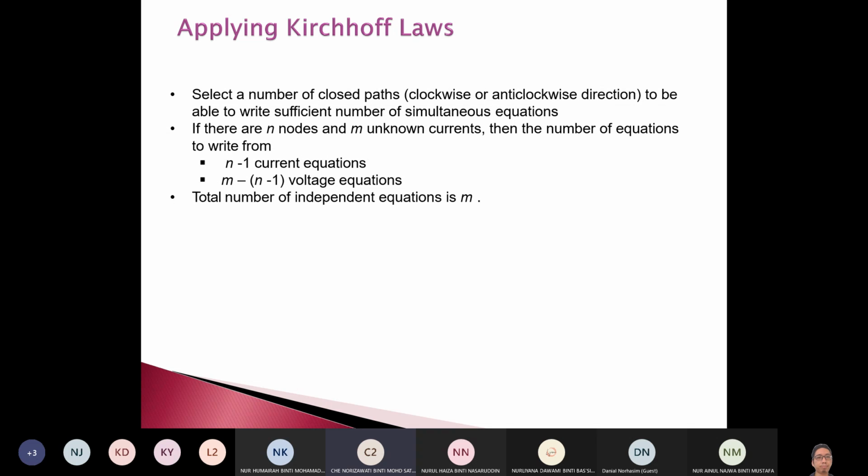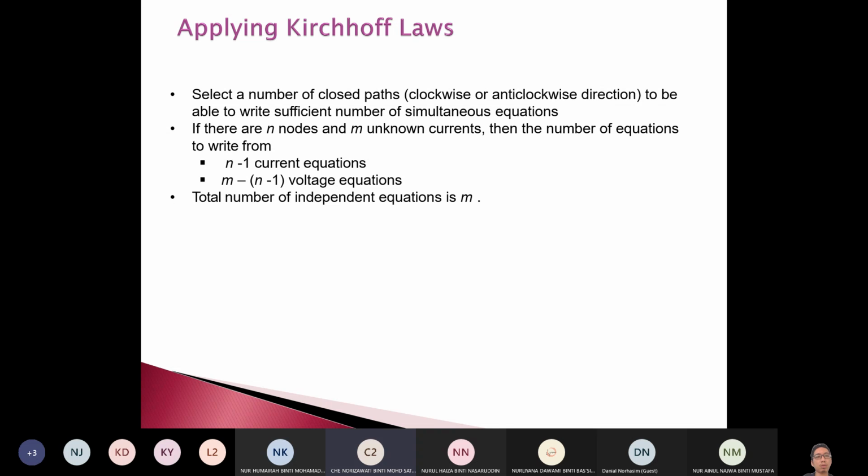If you have multiple closed loops, how do you define whether the current is flowing in the clockwise direction or the anti-clockwise direction? So it depends.